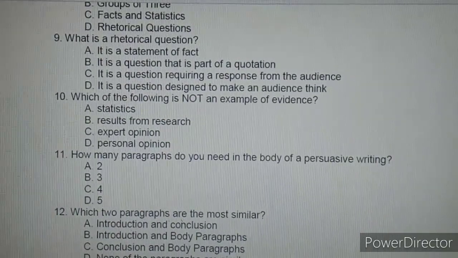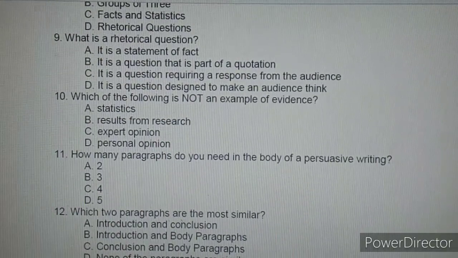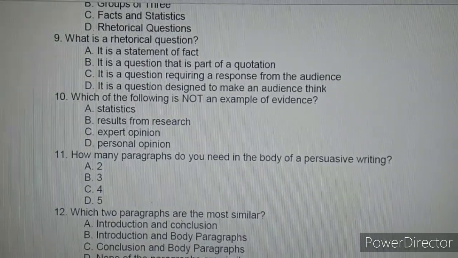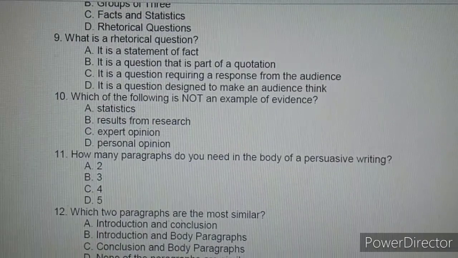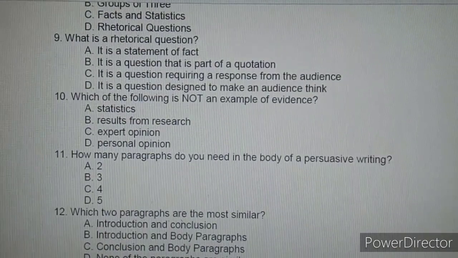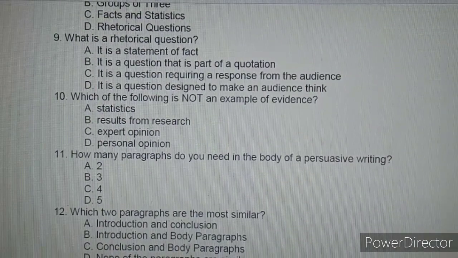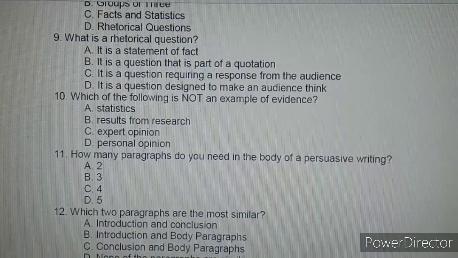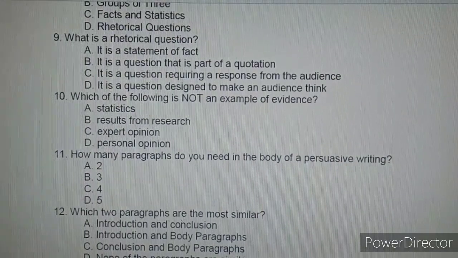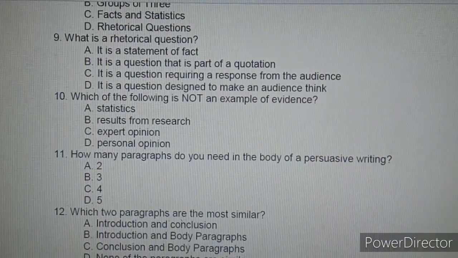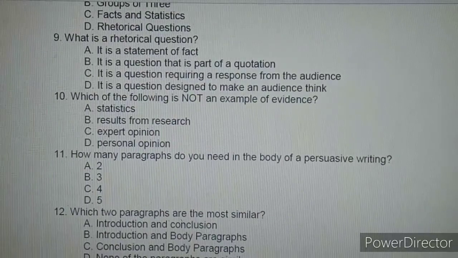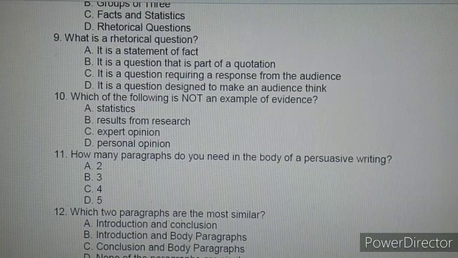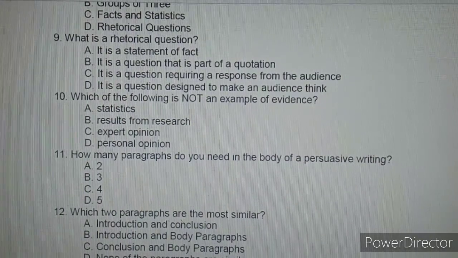The correct answer for number 9 is letter D. Shall we proceed to number 10? Okay. Which of the following is not an example of evidence? A, statistics, B, results from research, C, expert opinion, or D, personal opinion? The correct answer for number 10 is letter A.